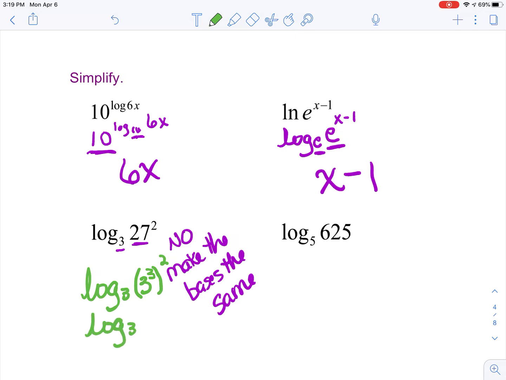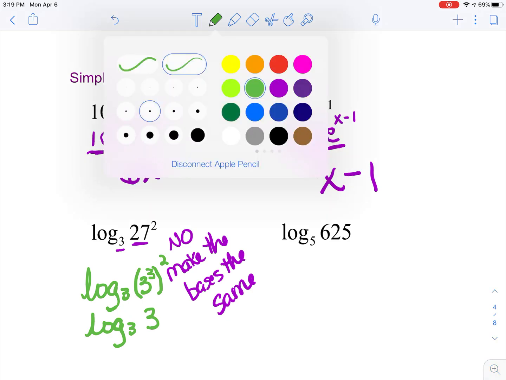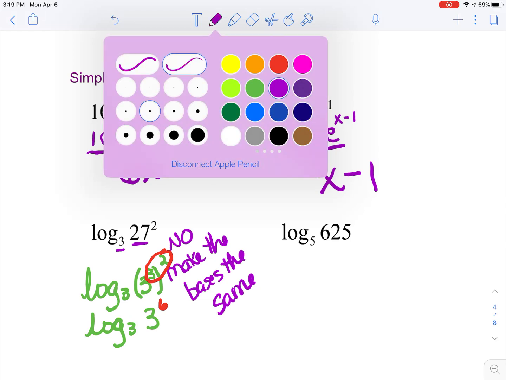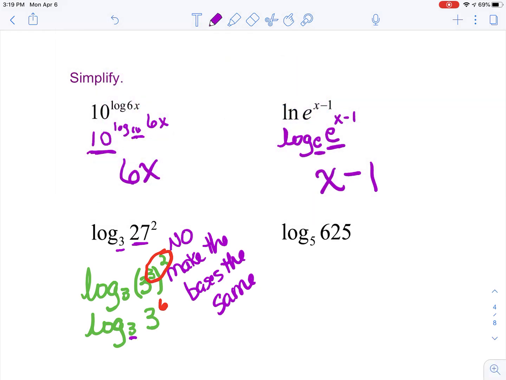So we still need to simplify. Log base 3 of 3 cubed, squared. And what happens when you have an exponent to another exponent? You multiply, so that gives us 6. Are the bases the same now? Yeah, log base 3 of 3 to the 6 is going to be 6.